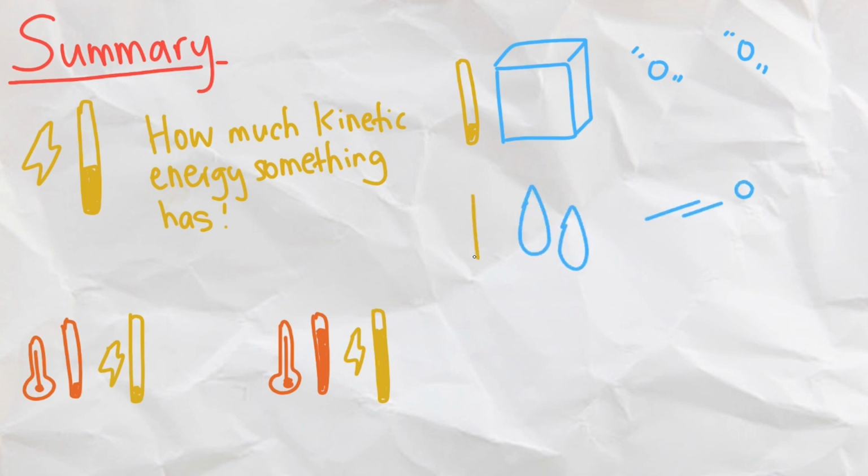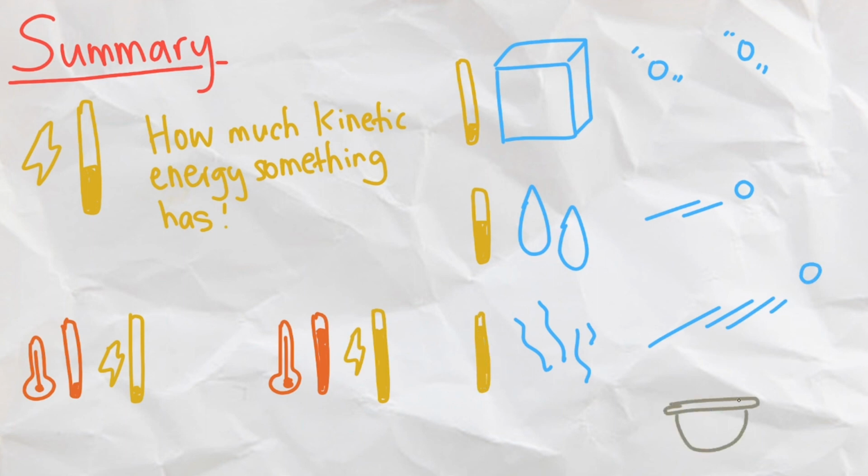In a liquid, the particles are sliding and moving around, and in a gas, the particles are very quickly flying around. So, the next time you drink hot tea, think of it as drinking water molecules that are moving faster than the water molecules in cold tea.